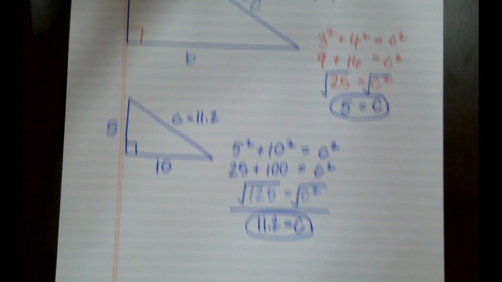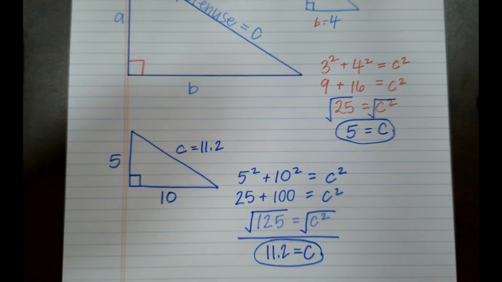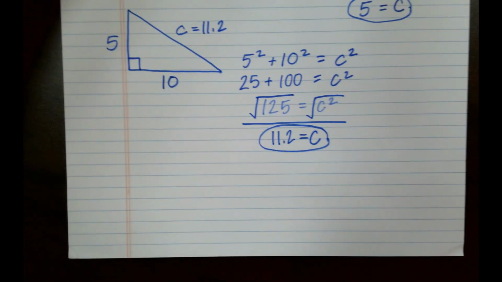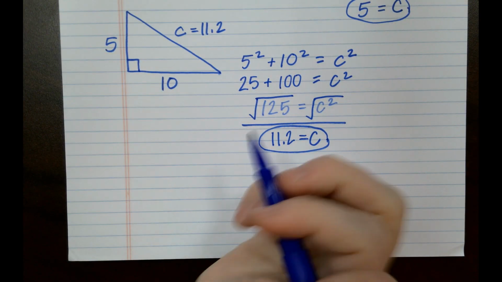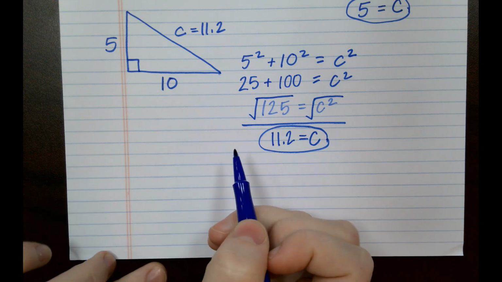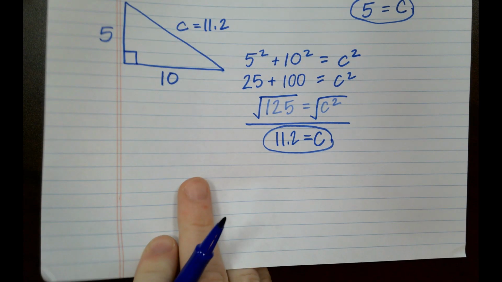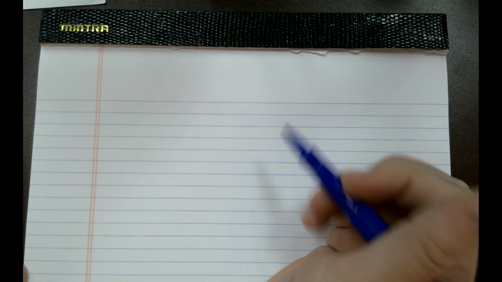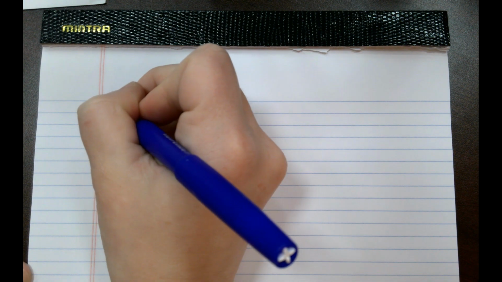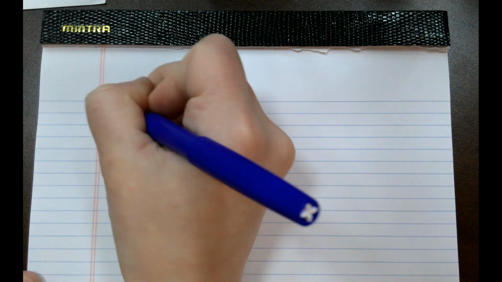Okay, so let's try another one. Maybe get a little harder this time. Wonder if we can figure it out if we have, I'm going to go to the next page. What if we know c squared? We know the hypotenuse. We know the third side. But let's say we have one of the legs missing. So I'm going to draw it again.